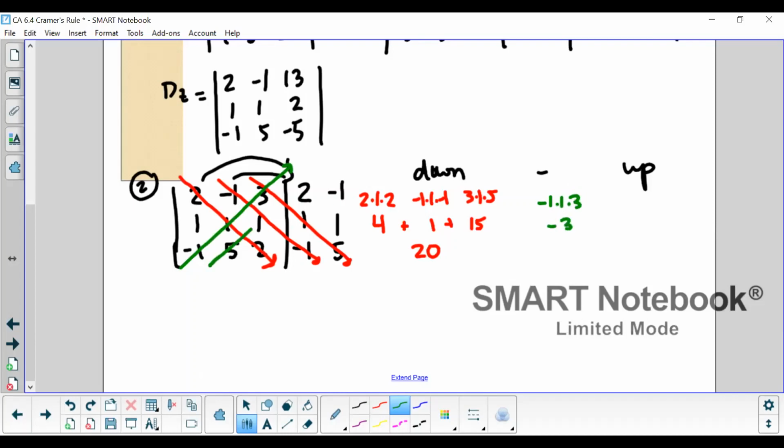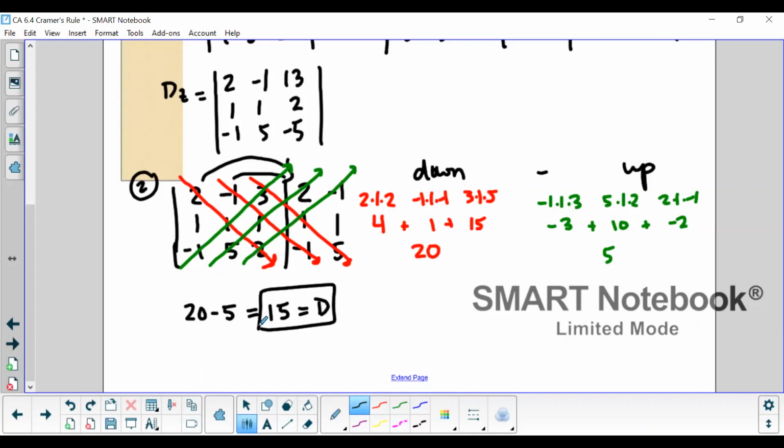The second up diagonal, 5 times 1 times 2, which is 10. And then 2 times 1 times -1, which is -2. We're going to add those, and it's 5. So we want to do the down minus the ups, which is 20 minus 5, which is 15. So D is 15.